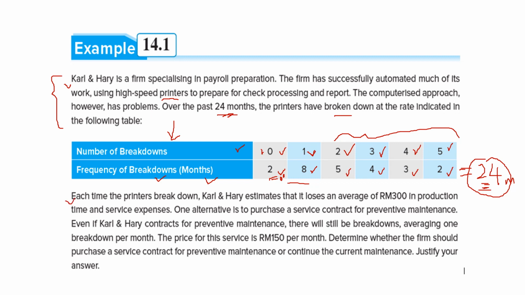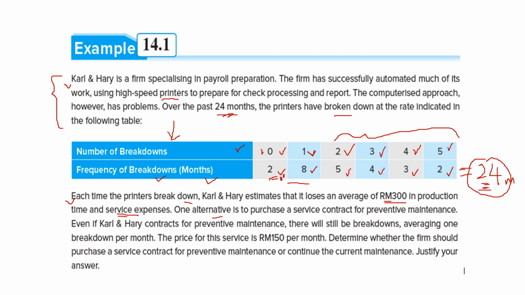So each time the printers break down, Carl and Harry estimates that it loses an average of 300 ringgit in production time and service expenses. So every time the printer breaks down, the company will have to pay 300 ringgit for service expenses. So it means it is like to send for repair lah. Okay, so setiap kali rosak, 300 ringgit to be paid.